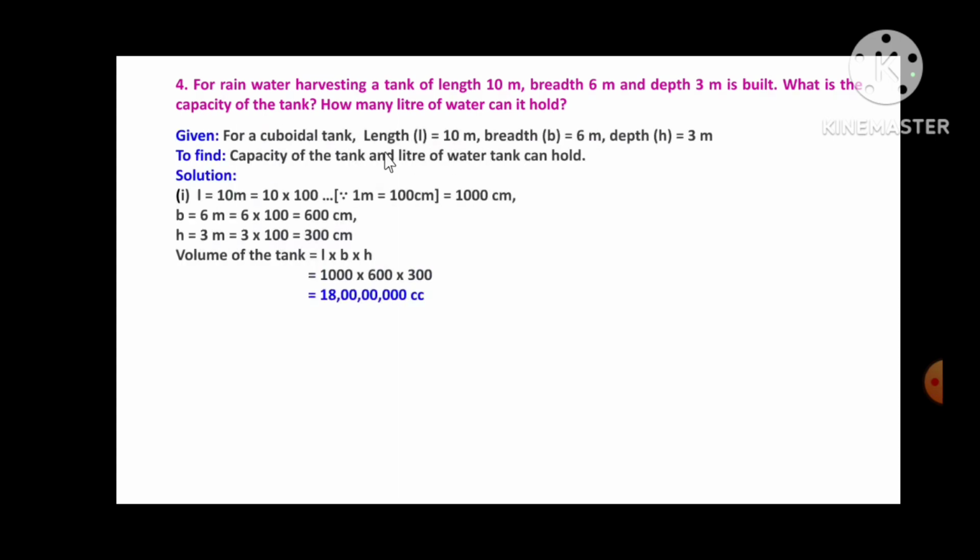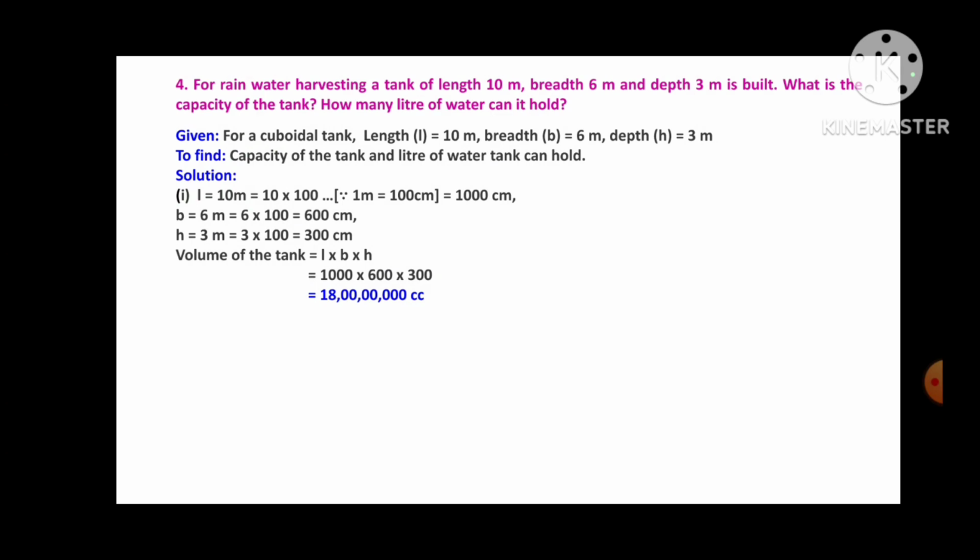For rainwater harvesting, a tank of length 10 meter, breadth 6 meter and depth 3 meter is built. What is the capacity of the tank? How many liters of water can it hold? So friends, here the given things are: the tank has a cuboidal shape whose length is 10 meter, breadth is 6 meter and depth is 3 meter. Depth means we have to consider height here.